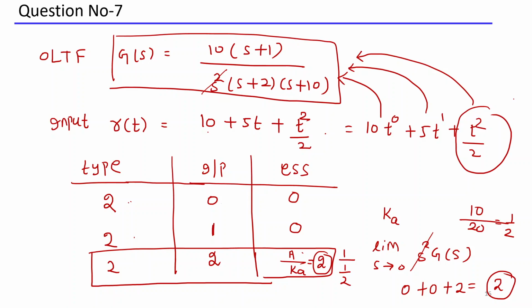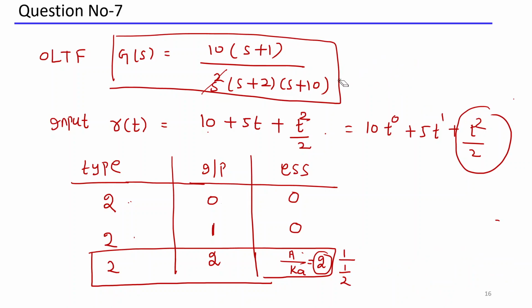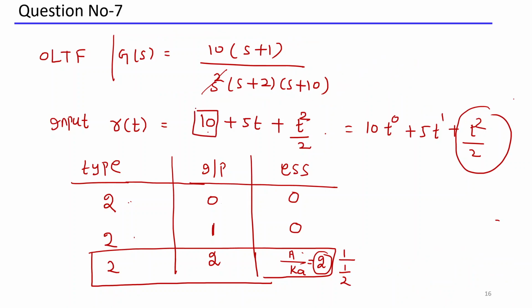Sir, how do you get this 2? I don't understand. Suppose you take the inputs individually, like three students. First, take 10. With an input of 10, your open loop transfer function is fixed. What is the steady state error now? It is 0. Whenever you take 5t individually, the type 2 is greater than 1, so the type is greater than the input, and the steady state error is again 0.